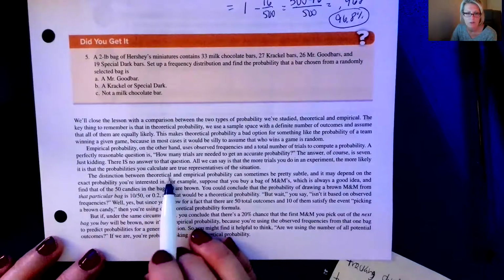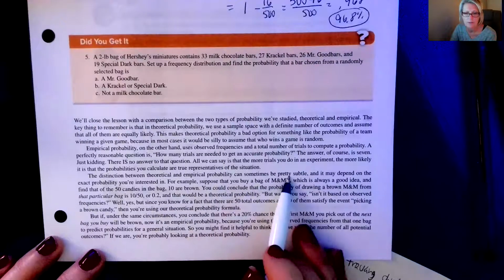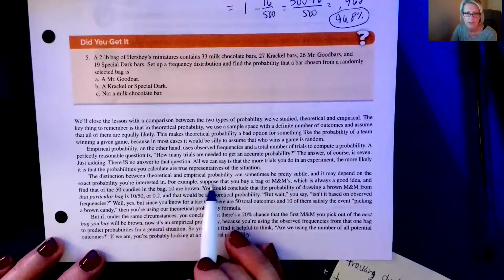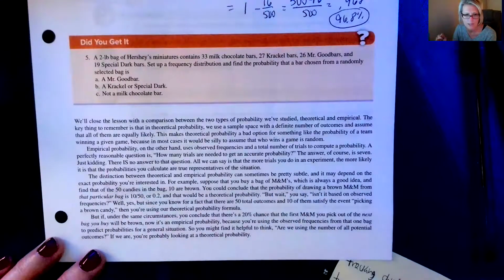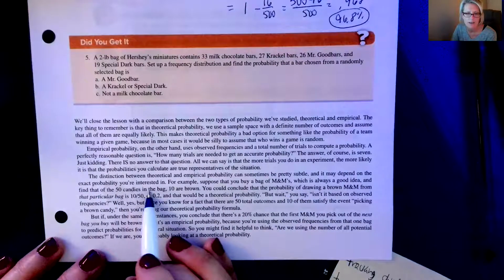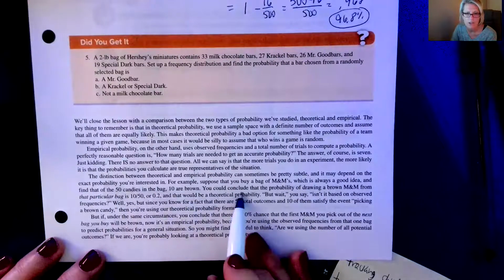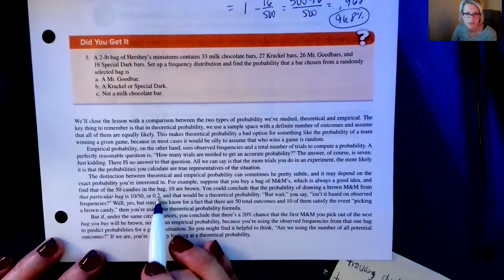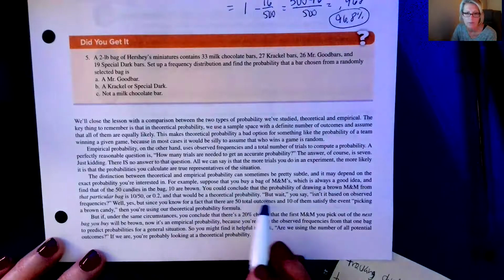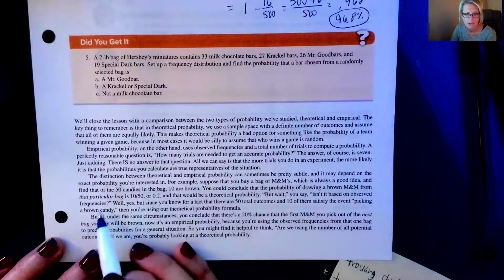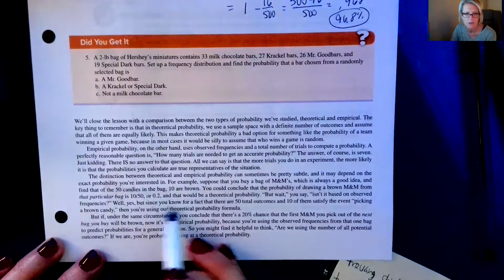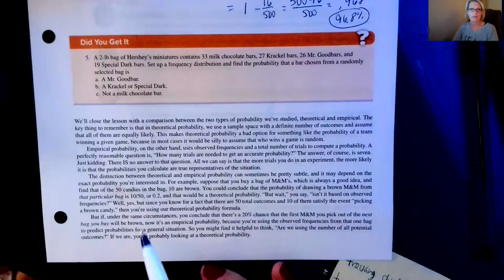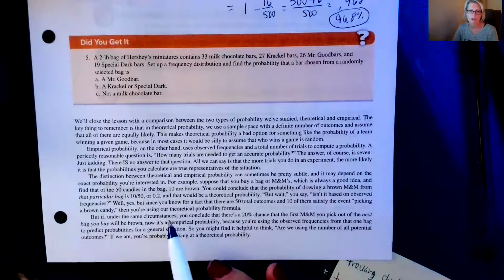The distinction between theoretical and empirical probability can sometimes be pretty subtle, and it may depend on the exact probability you're interested in. For example, suppose that you buy a bag of M&Ms, which is always a good idea, and you find that 50 of the candies are in the bag, 10 are brown. You could conclude that the probability of drawing a brown M&M for that particular bag is 10 out of 50 or 20%, and that would be a theoretical probability. But wait, you say, isn't it based on observed frequencies? Well, yes, but since you know for a fact that there are 50 total outcomes and 10 of them satisfy the event, picking a brown candy, then you're using the theoretical probability formula.